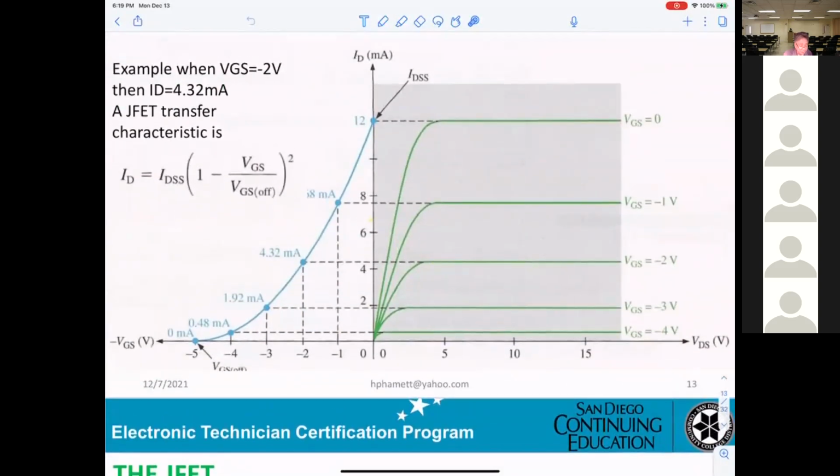Okay, example. When VGS, okay, this is the curve for the current ID.